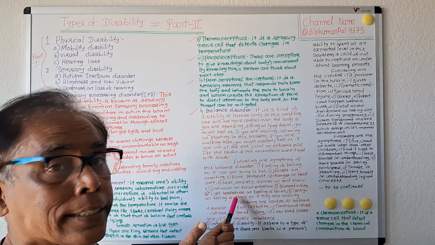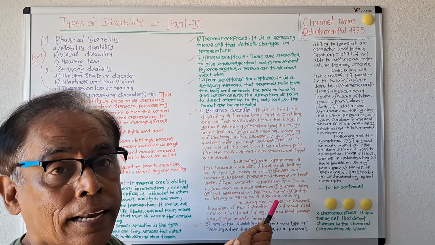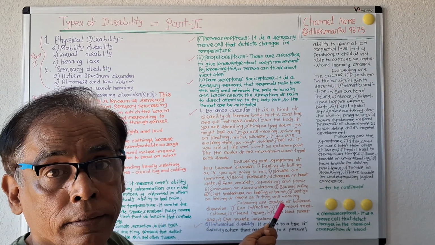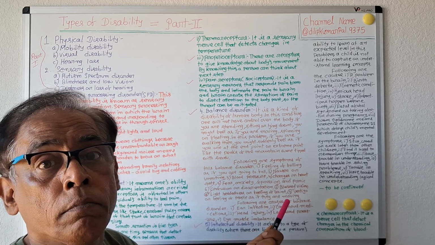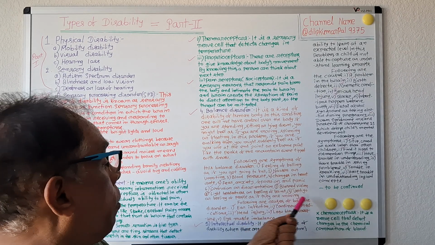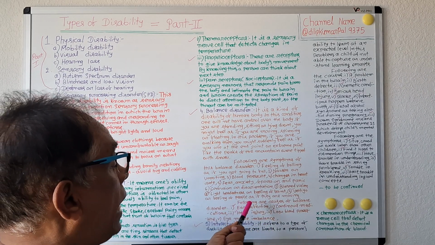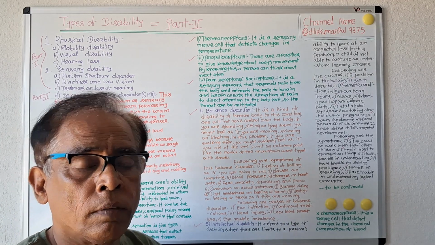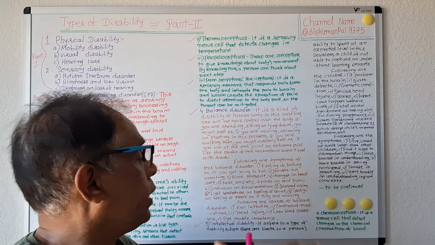Then lightheadedness or feeling of faint. A person will feel as if he will become unconscious. Then vertigo, which means feeling as if people or things are moving.